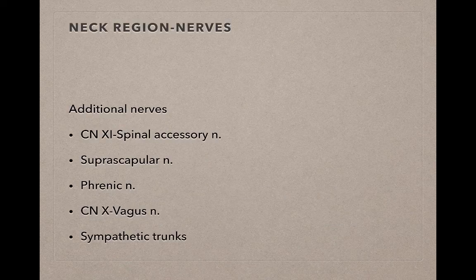Some of the other additional nerves are those cranial nerves that travel through here. We have cranial nerve 11, the spinal accessory nerve, which innervates the trapezius muscle. The suprascapular nerve travels to some of the scapular muscles. We have the phrenic nerve, and this is a pretty important nerve. This is the nerve that travels to the diaphragm. So an easy way to remember this is C3, 4, and 5 keeps the diaphragm alive. The vagus nerve is an important nerve we'll talk about momentarily. And there are also sympathetic trunks. These travel anterolateral to the vertebral column down to the viscera of the neck and the thorax.